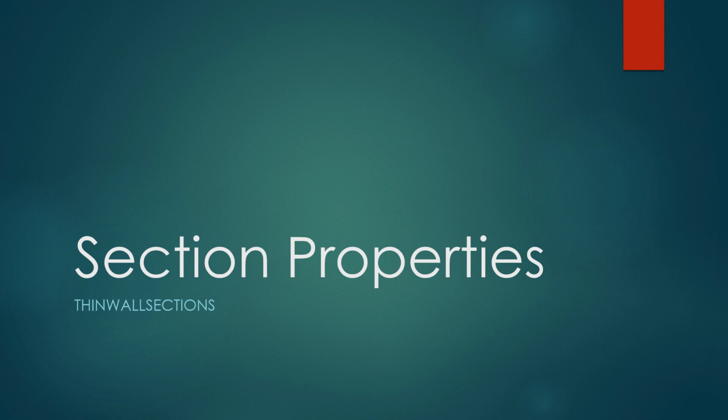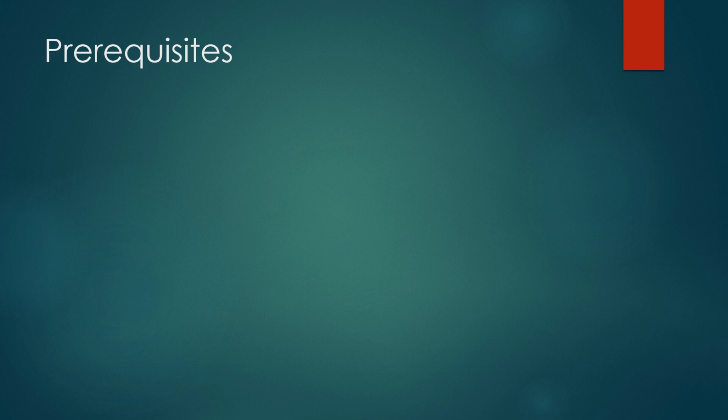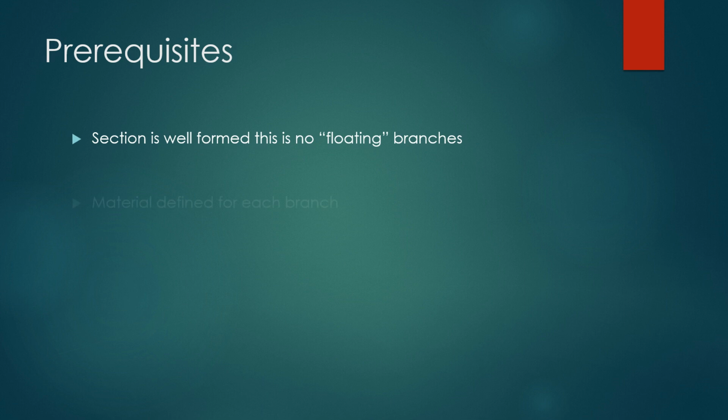So now we'll get to how to compute section properties. There's a few prerequisites before you can run that computation. You've got to make sure the section is well formed. That is, there are no floating branches, meaning every branch is connected to the section. And there's a material defined for each branch. It doesn't have to be the same material, but each branch has to have a material.